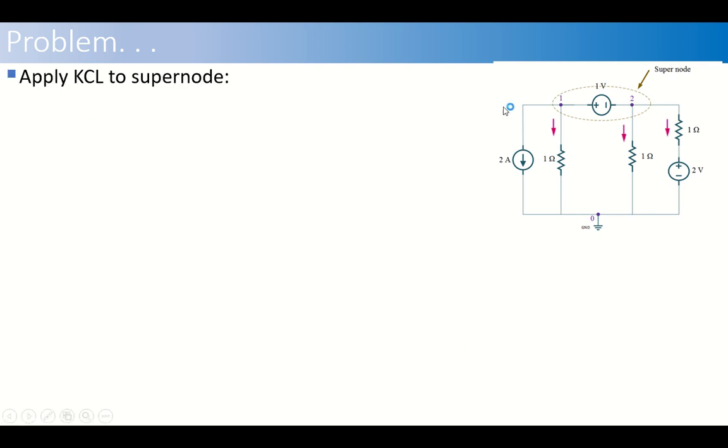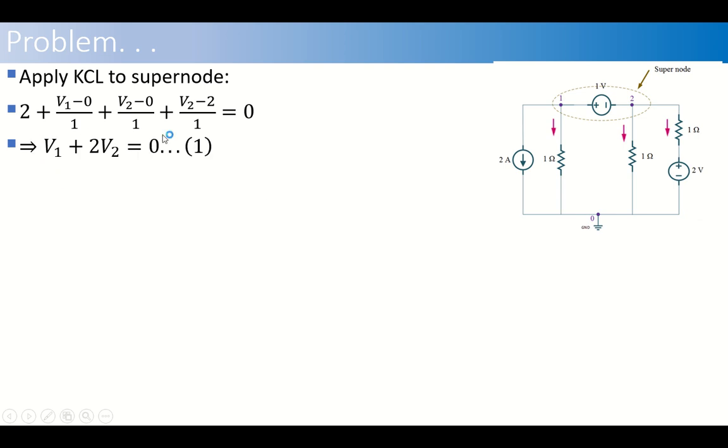So applying KCL at the super node, you can see that at the super node there are 1, 2, 3, 4 branches connected. This is outgoing current, outgoing, outgoing, and outgoing. All 4 currents are outgoing and there is no incoming current. So we can say that the sum of all these outgoing currents should be equal to 0. Current in this branch is 2 ampere. Current in 1 ohm will be V1 minus 0 divided by 1. Current in the 1 ohm resistance that is connected between 2 and the ground node is V2 minus 0 divided by 1, and current in this 1 ohm resistance will be V2 minus 2 divided by 1, that should be equal to 0.